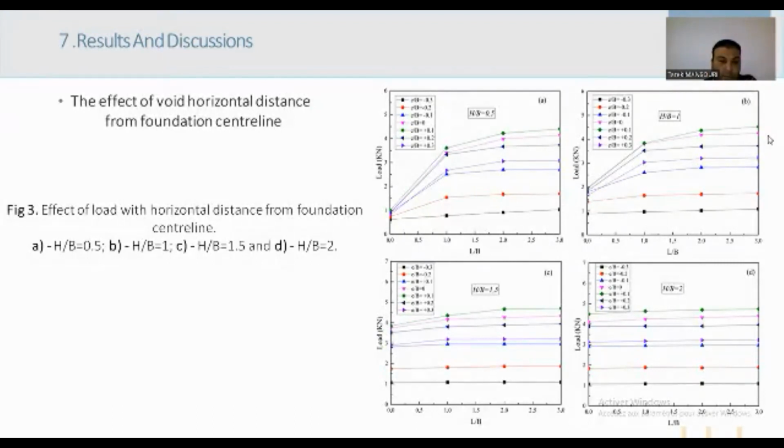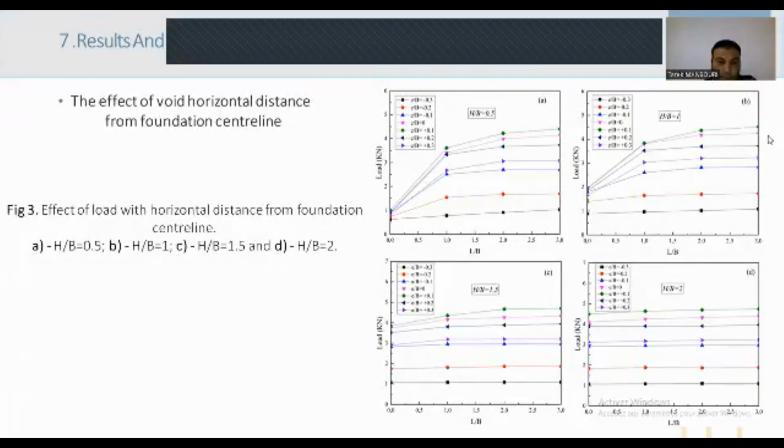See figure 3D. In the case of e/B equals minus 0.3 and minus 0.2, the effect of the slope controls the behavior of the foundation, whereas the effect of the horizontal distance is insignificant. Furthermore, owing to load eccentricity, the footing started to lose contact with the soil.